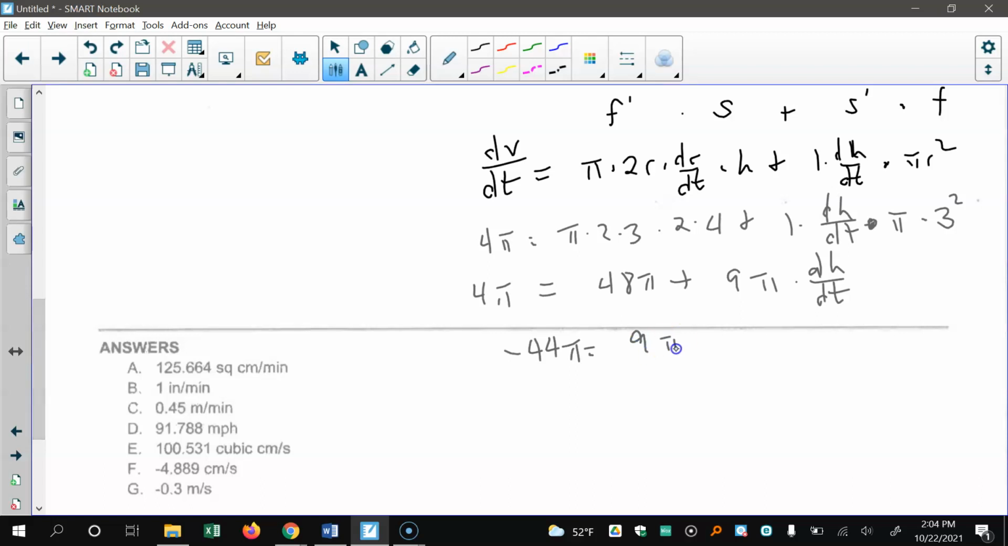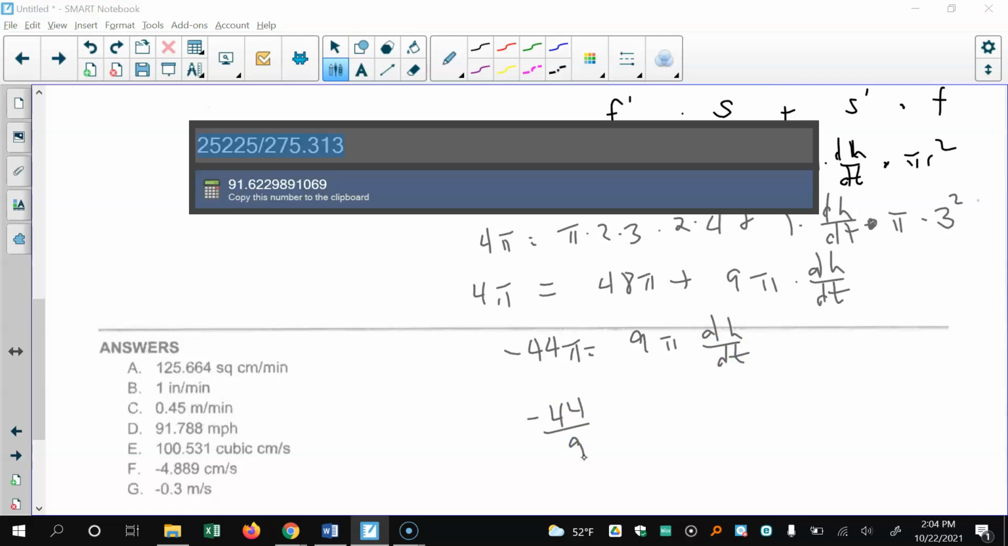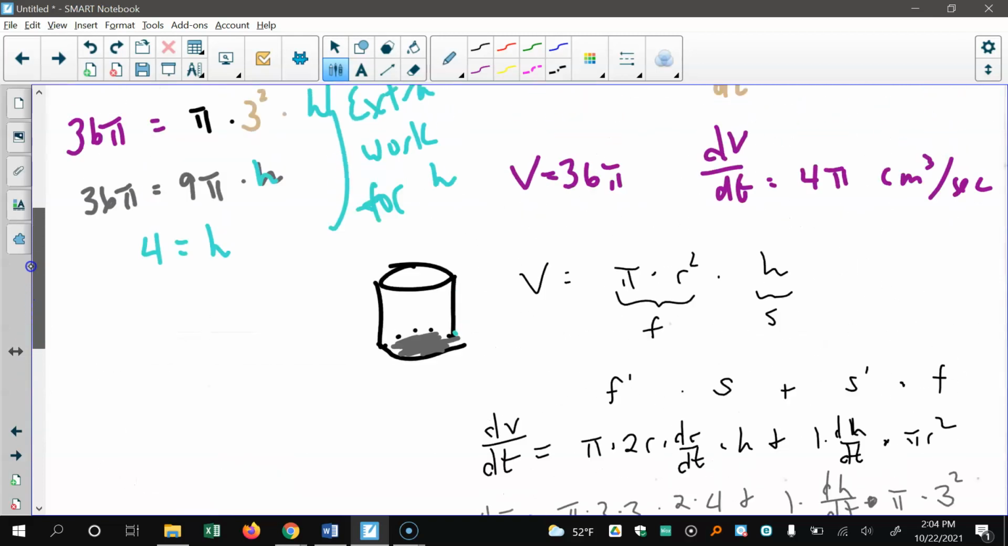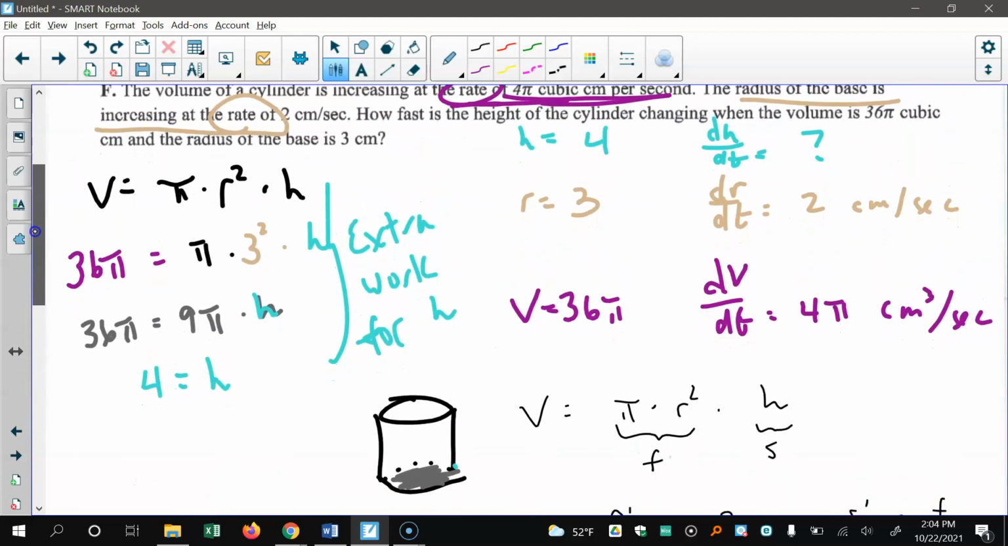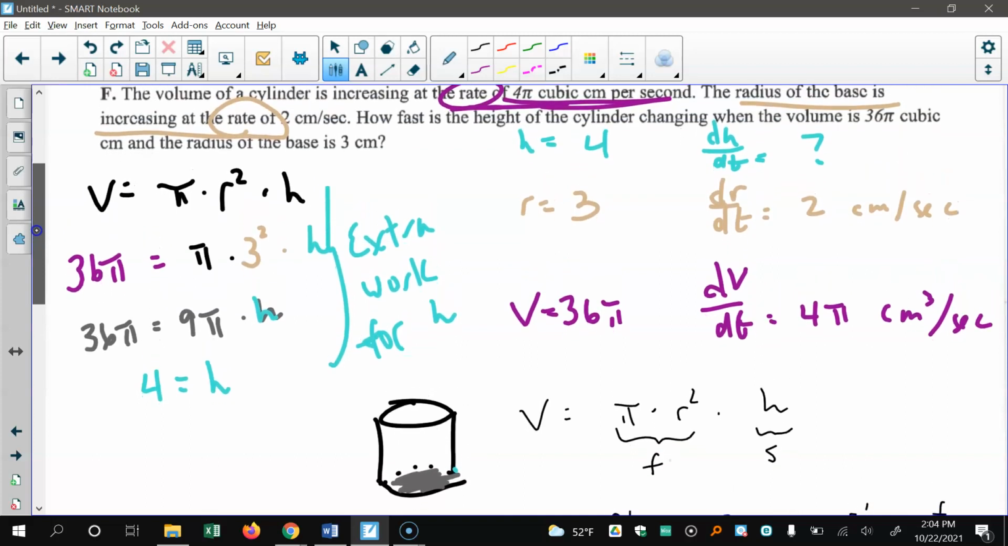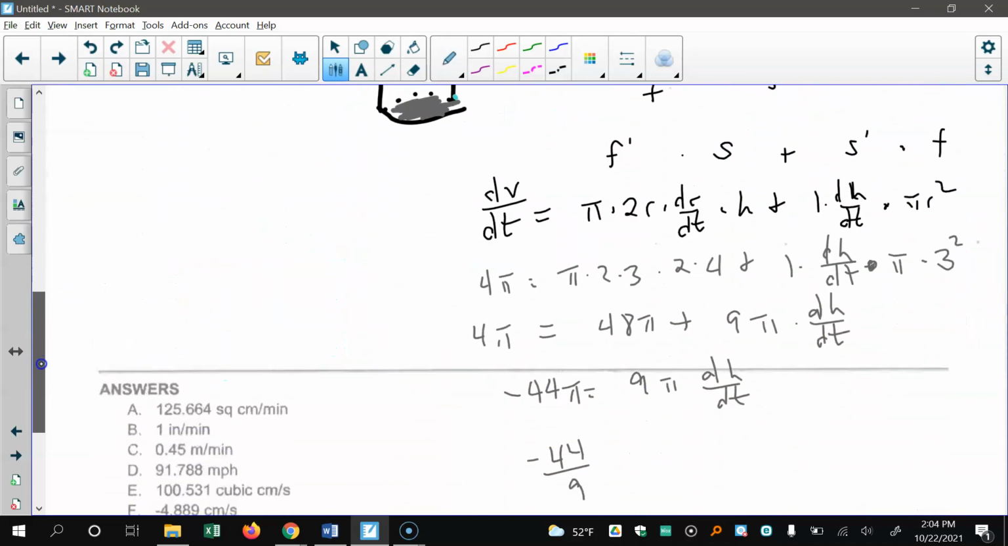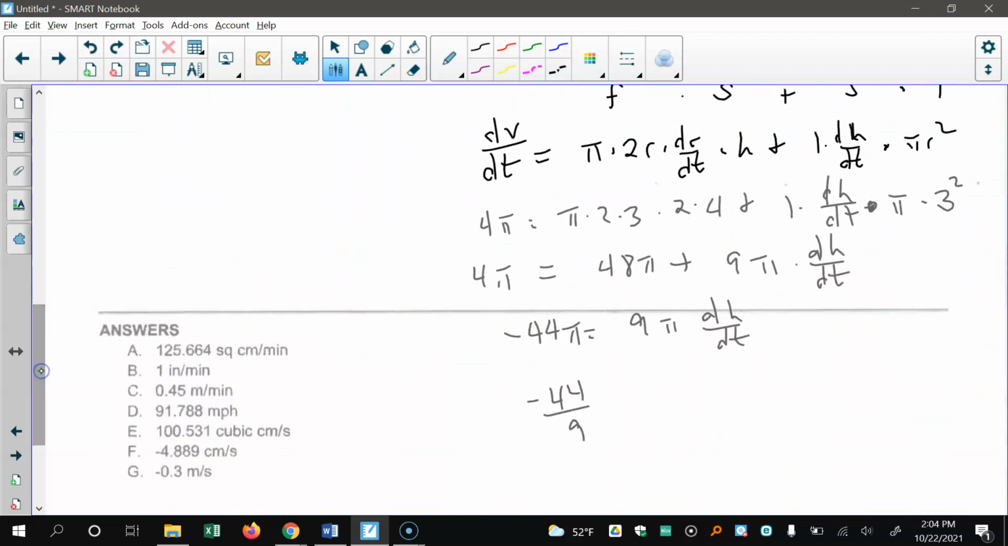9 pi dh dt. And now let's go and divide this over. And we got negative 44 over 9. And negative 44 over 9, if we do this on the calculator, is going to be 4.889, which is the answer. I thought it did things wrong because when we're filling up a cylinder, I should expect the height to actually be increasing, the rate of the height to be increasing, but the way they wrote the problem, it looks like the height is decreasing, which is kind of weird, but that's what the answer is. I think it's just not a very well written problem.